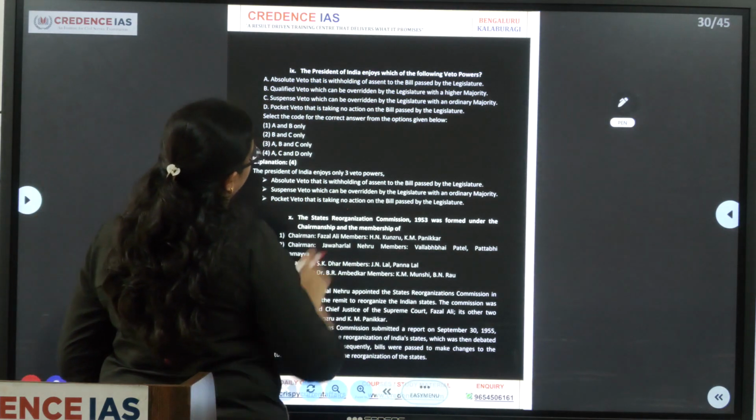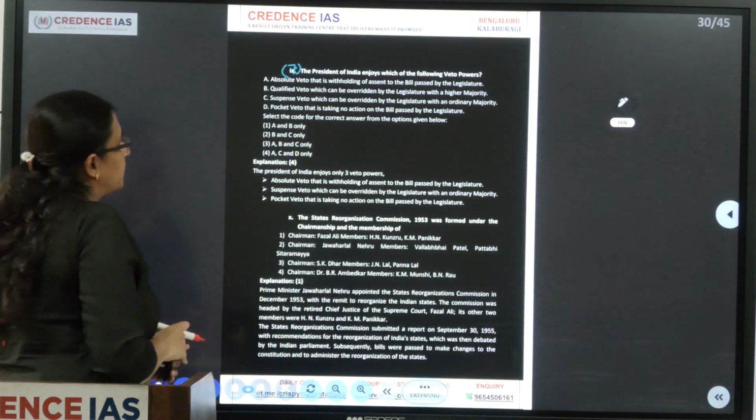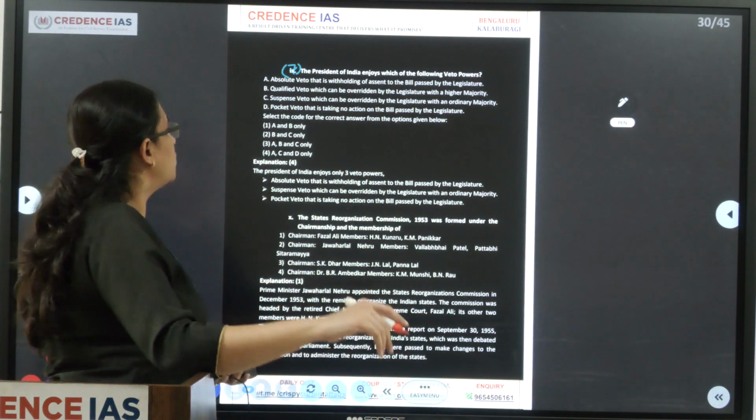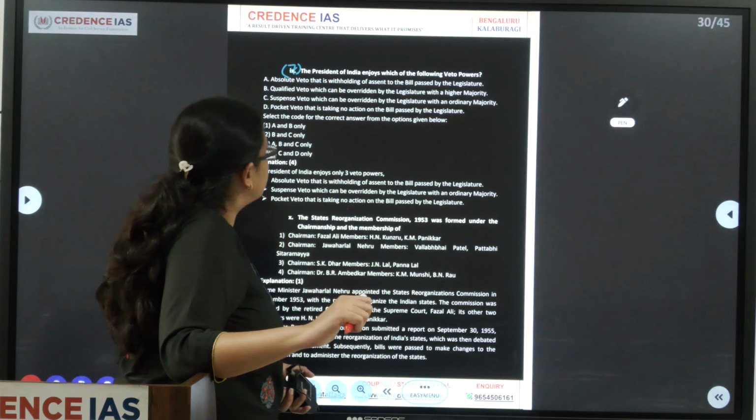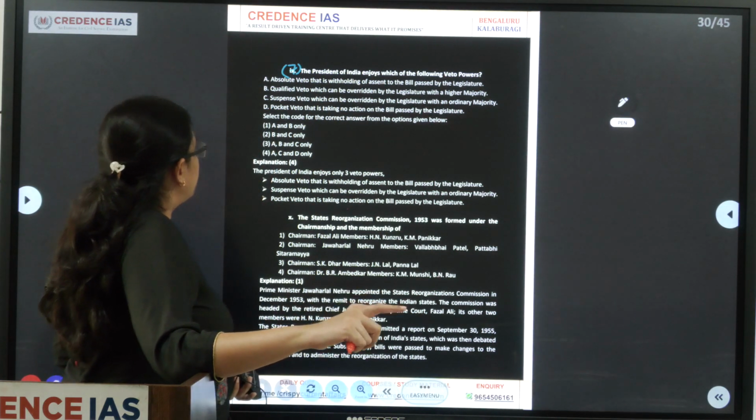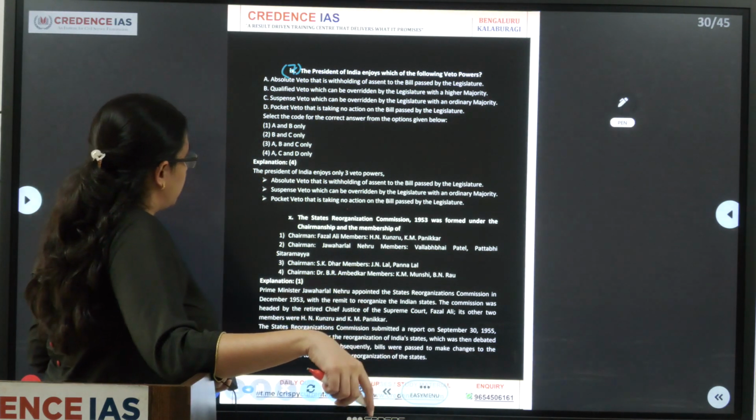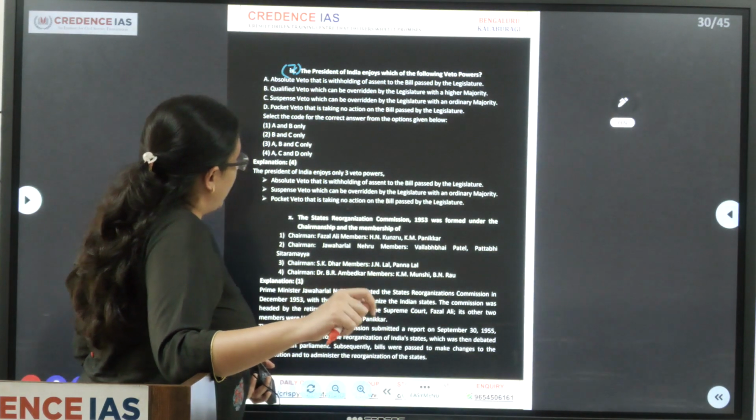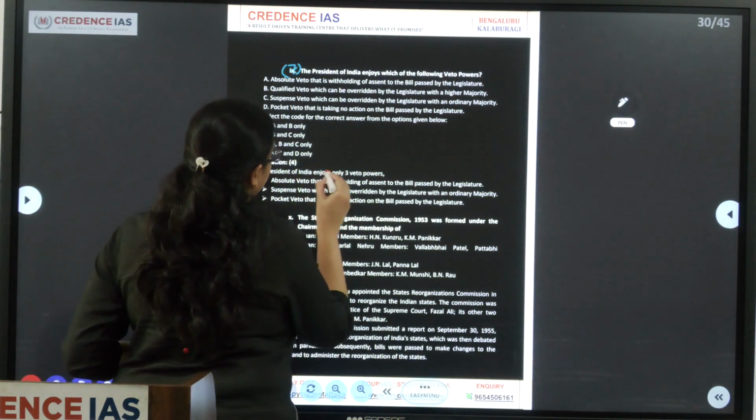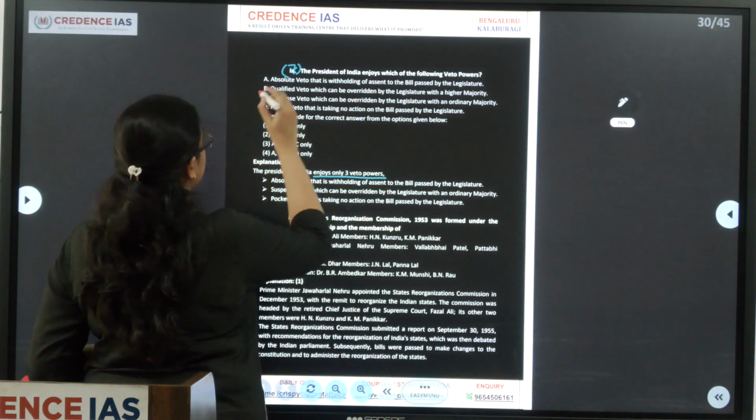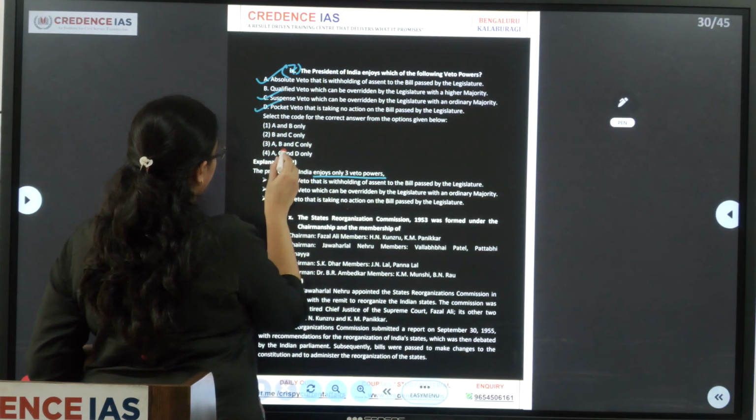The President of India enjoys which of the following veto powers? It's considered the 7th question. Absolute veto, that is withholding of assent to the bill passed by the legislature. Qualified veto, which can be overridden by the legislature with a high majority. Suspense veto, which can be overridden by the legislature with an ordinary majority. Pocket veto, that is taking no action on the bill passed by the legislature. The President of India enjoys only 3 veto powers: absolute veto, suspense veto and pocket veto, that is A, C and D.